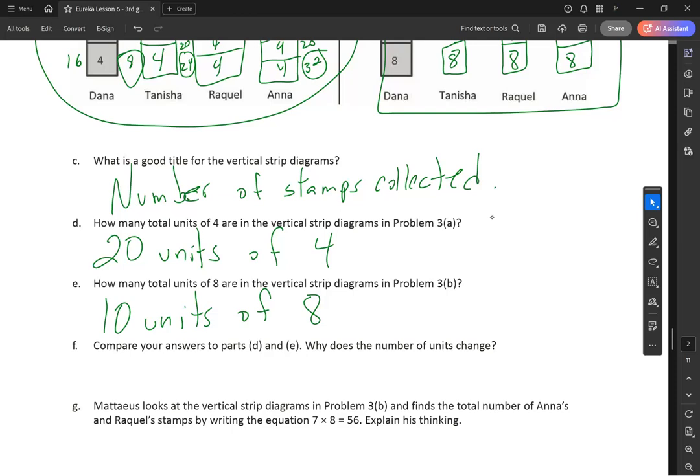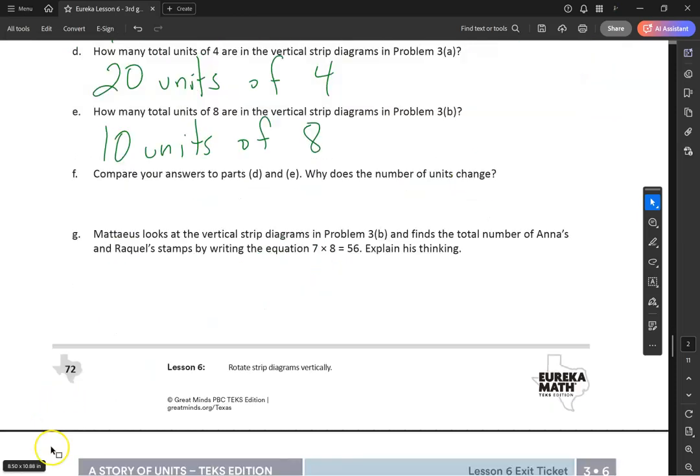Okay. Now F. So compare your answers to parts D and E. Why does the number of units change? The difference is, we're looking at the difference between 10 and 20 units. The difference is, the larger the number in the unit, the less units. So, let's see, how can we say that?